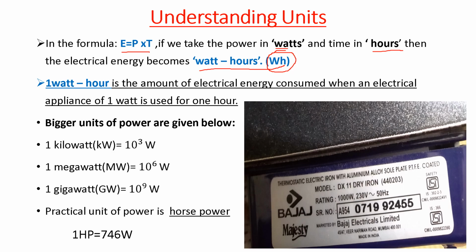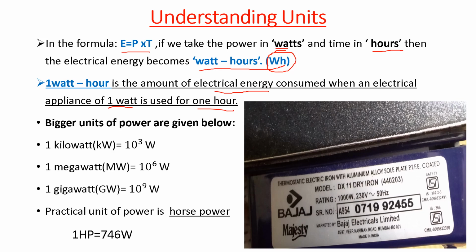Okay, now what is 1 watt hour? 1 watt hour is the amount of energy consumed when an electrical appliance of 1 watt is used for 1 hour. If there is some device or appliance whose power rating is 1 watt and it is being used for 1 hour, then we will say that in 1 hour the energy it has consumed is 1 watt hour.